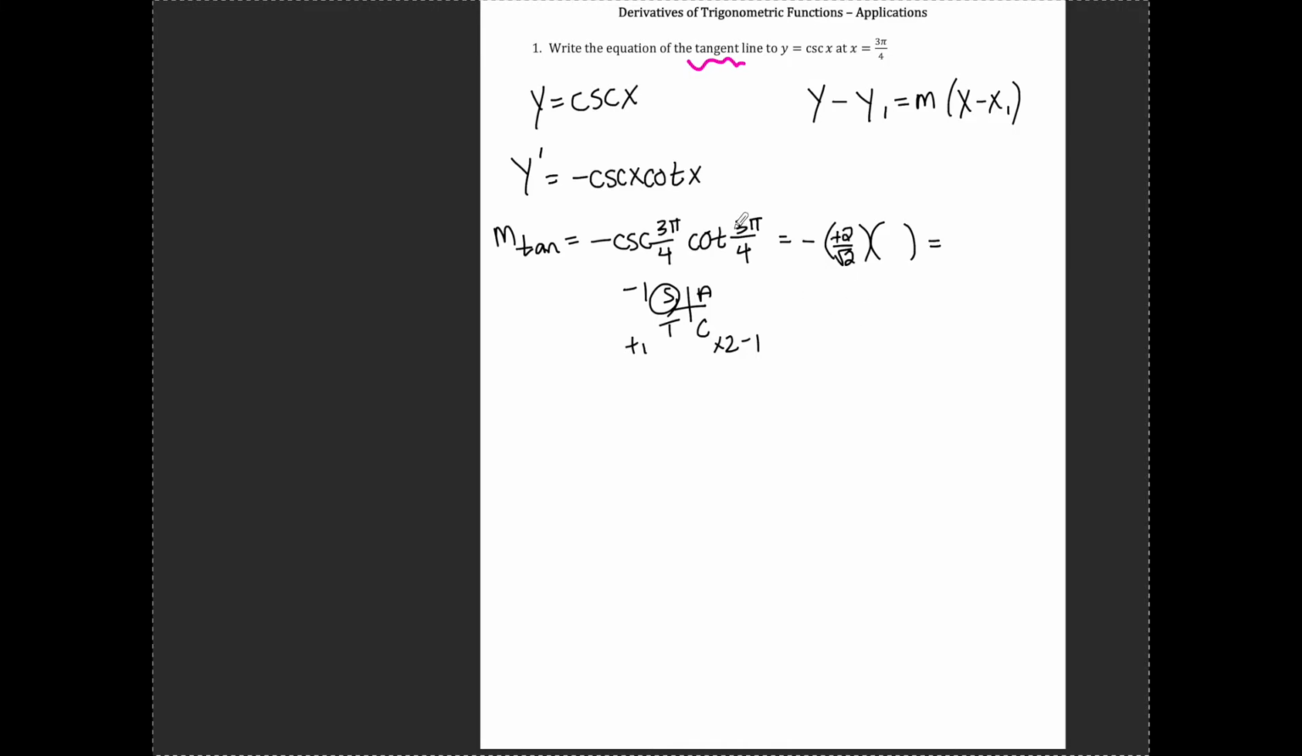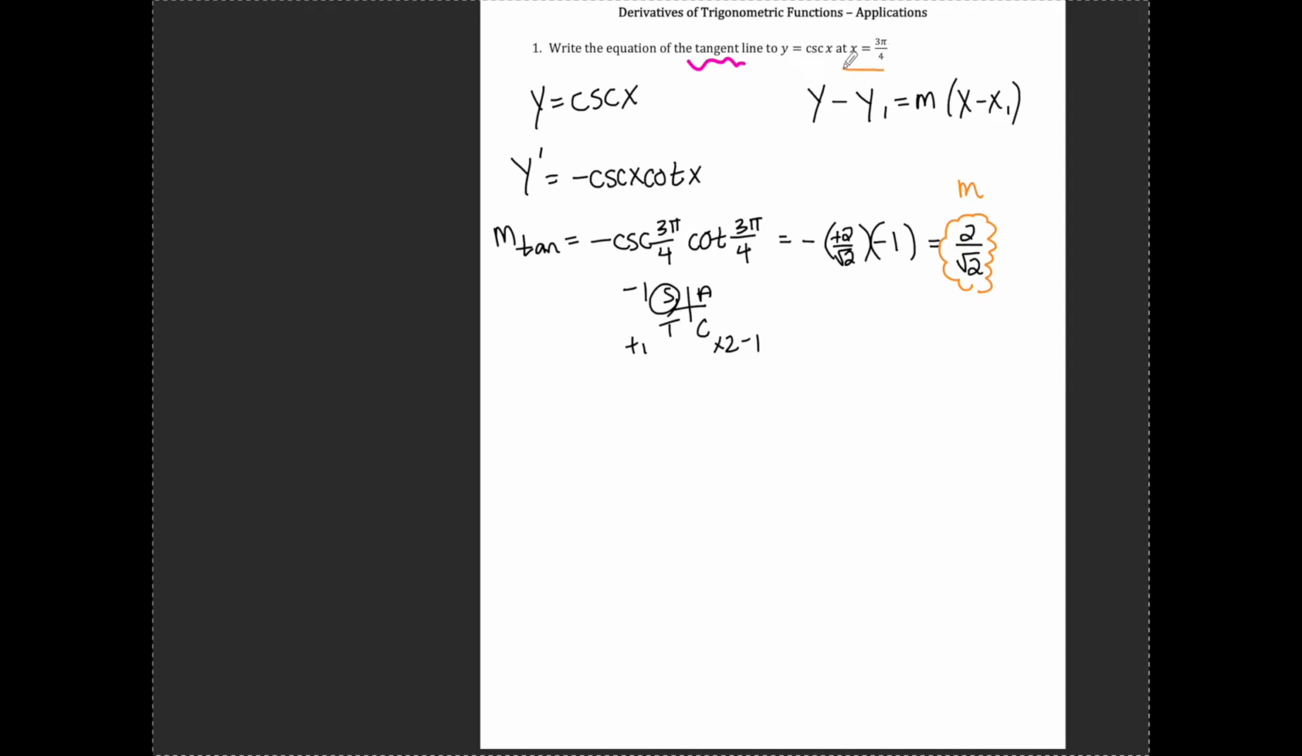For cotangent of 3 pi over 4, I know that tan of pi over 4 is 1, so cotangent of pi over 4 is also 1. And in the second quadrant, cotangent or tangent is negative, so this is a negative 1. Negative, negative gives me a positive, so I have 2 over rad 2 as the slope of my tangent line. I'm going to need this in a minute. So that's my m value.